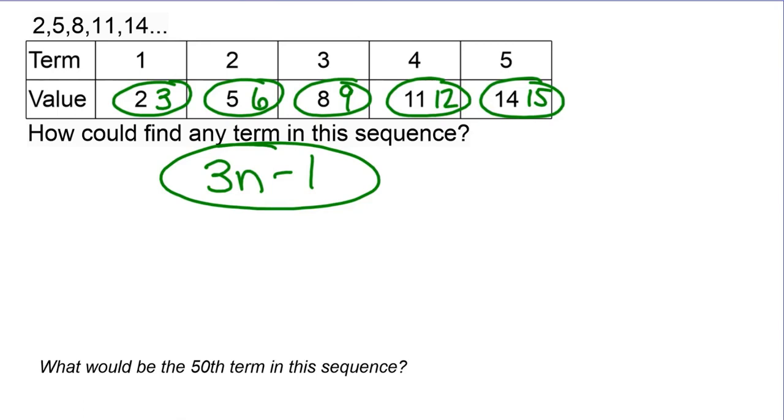Again, multiplication alone did not get me the right algebraic expression, so I used addition or subtraction to adjust that to make it correct. So 3 times 1 is 3, minus 1 is 2. 3 times 2 is 6, minus 1 is 5. 3 times 3 is 9, minus 1 is 8. 3 times 4 is 12, minus 1 is 11. 3 times 5 is 15, minus 1 is 14. So that predicts it every single time, that expression works. 3 times n minus 1.